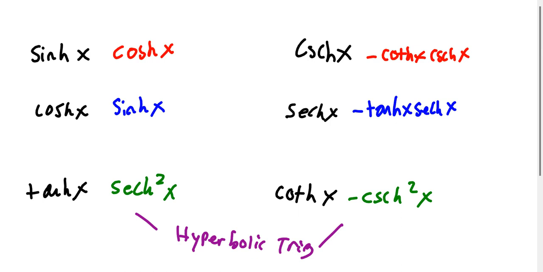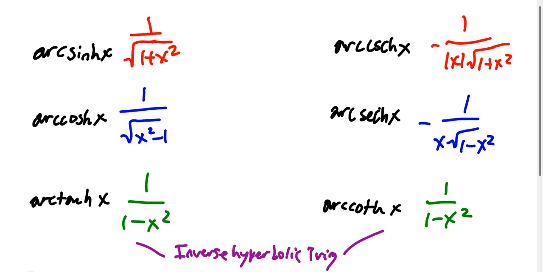Not much different. But now when we go into the inverse hyperbolic trig, we go into arc sinh x. The derivative of that is 1 over square root of 1 plus x squared. The derivative of arc cosh x is 1 over the square root of x squared minus 1. The derivative of arc tanh x is 1 over 1 minus x squared, which, if you noticed, is actually the same derivative as the arc coth x.